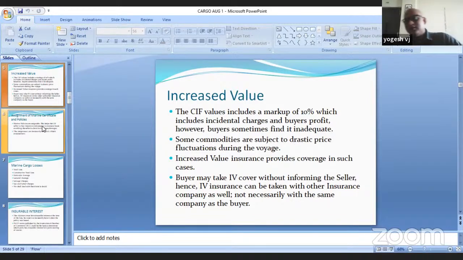Meaning, the buyer has taken a policy from New India for sending something from here to there, but the person sitting at the destination port can take another increased value insurance because he knows that the moment the goods land over there, they are going to be of higher price. There might be a price fluctuation.